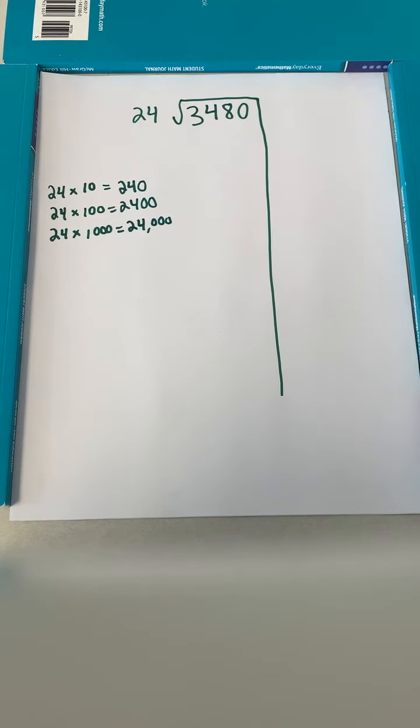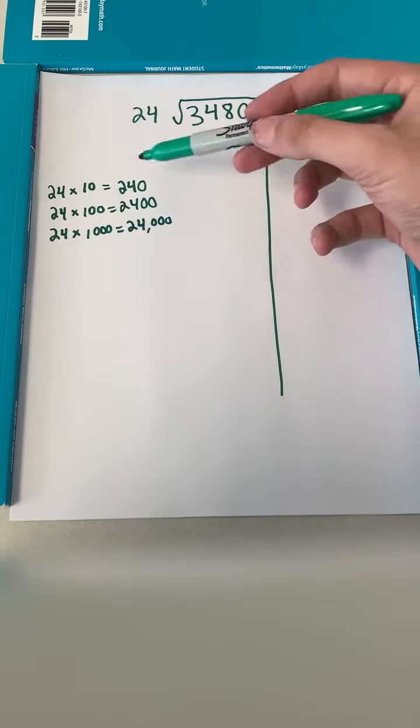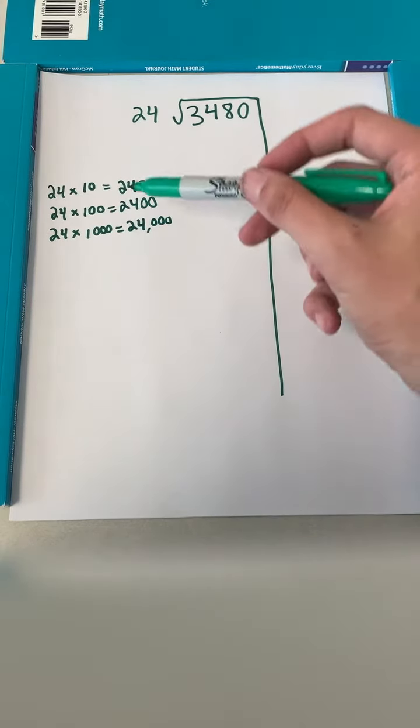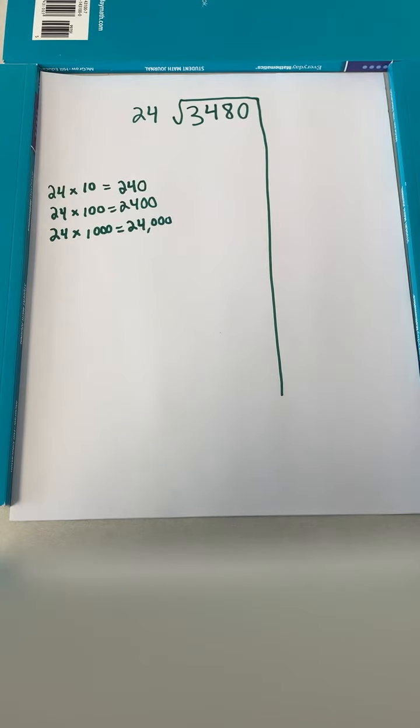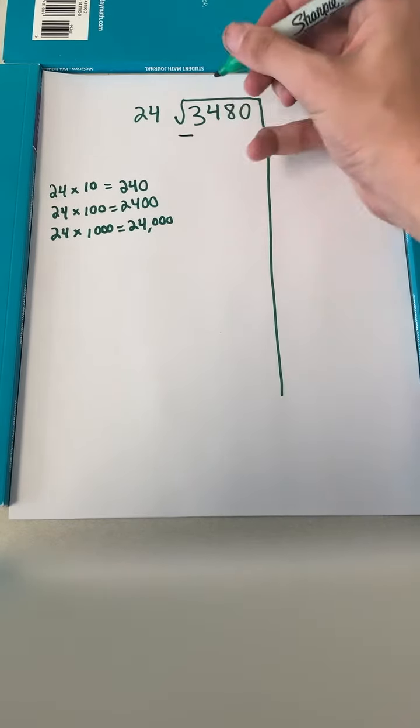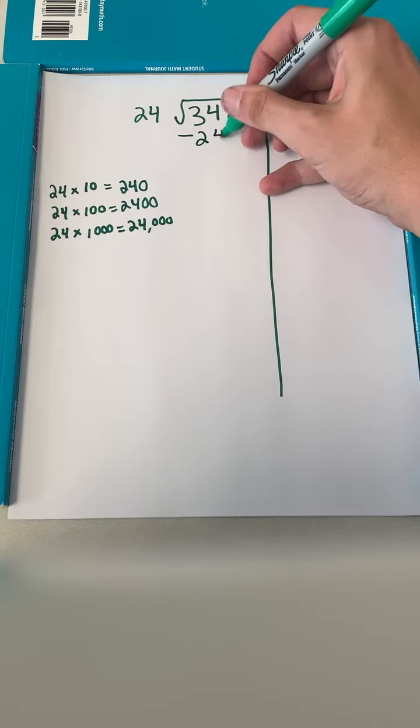When doing partial quotient division, you can truly use whatever numbers you want as long as they are correct. But these are the nice simple ones we like to start out with. So when I'm looking at 3,480, I want to pick my largest option without going over. And clearly that one is going to be 24 times 100 is 2,400. So what I do is I'm going to subtract 2,400.